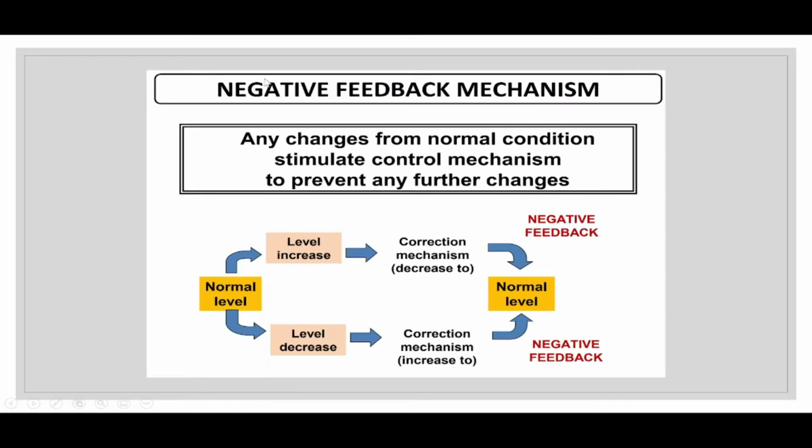Now, the negative feedback mechanism. Whatever change from the normal condition stimulates the control mechanism, to prevent any further changes. The keyword for negative feedback is the correction mechanism. If the normal level changes, whether increasing or decreasing, the correction mechanism acts in the opposite direction. If the level increases, the correction mechanism decreases it and it returns to normal. That is what we call negative feedback.